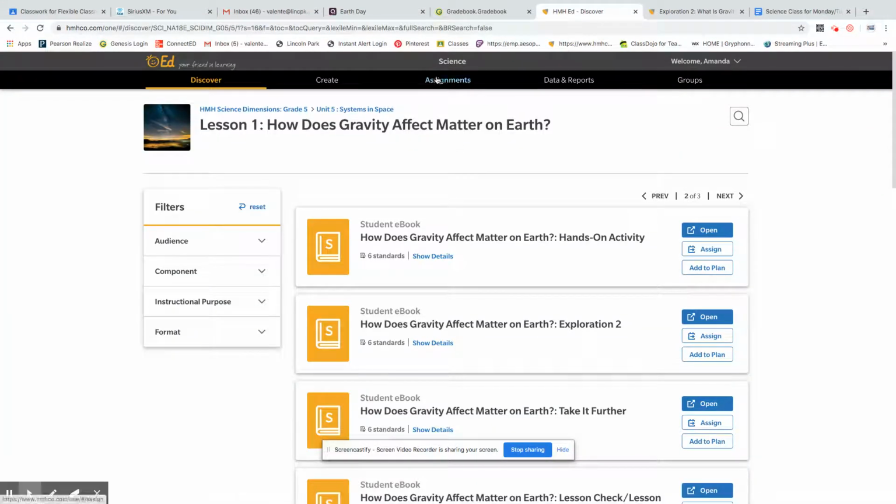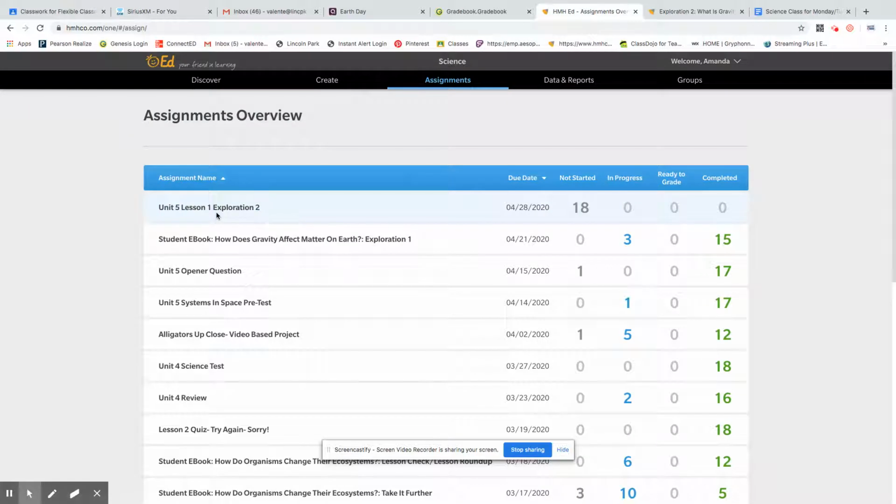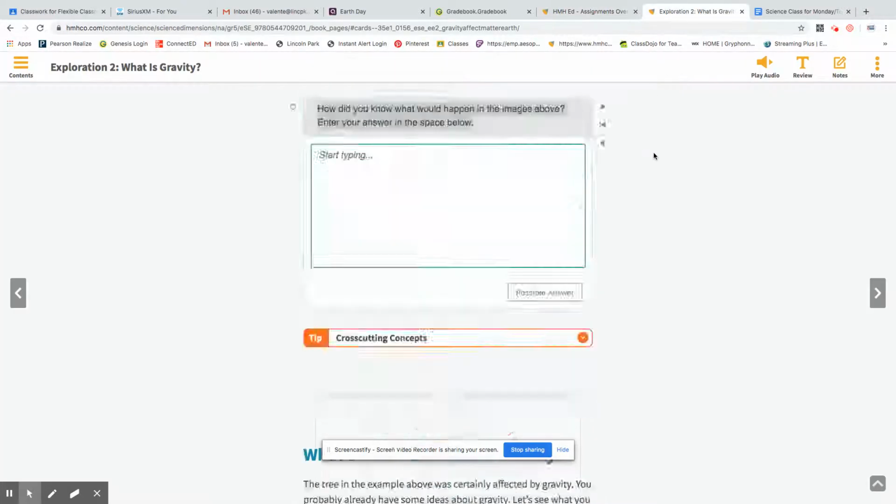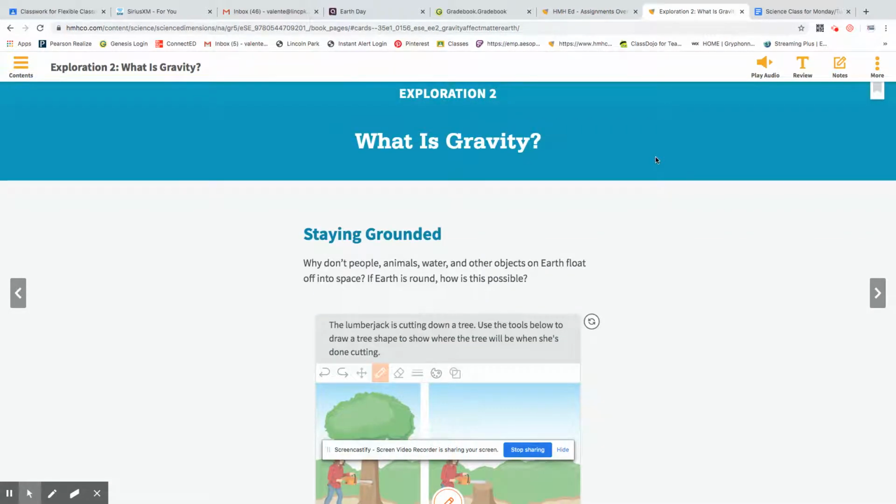And it is here in assignments, and it's called Unit 5, Lesson 1, Exploration 2. And the topic is, what is gravity? Let me go all the way to the top. All right, so I'm going to read it through with you and help you with some of the marks you need to make, and then you can do your own.